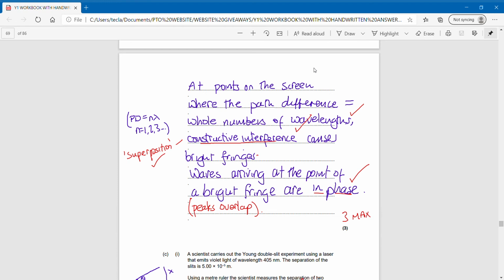Path difference is a whole number of wavelengths, 1 mark. Constructive interference or constructive superposition, 1 mark. And waves arriving at the point of a bright fringe are in phase, third mark, or you could say peaks overlap.